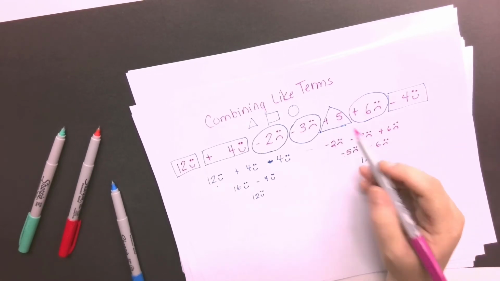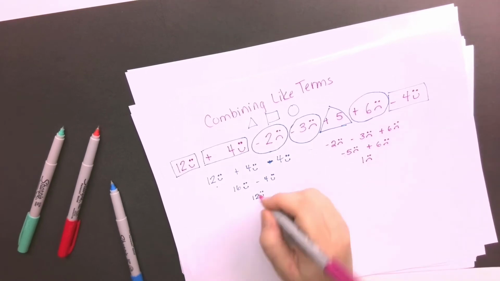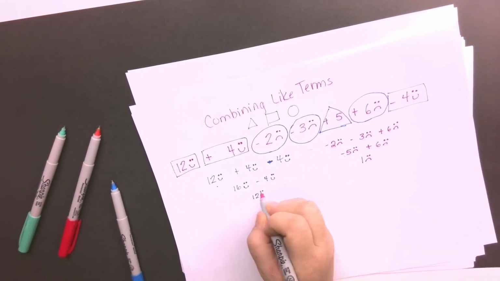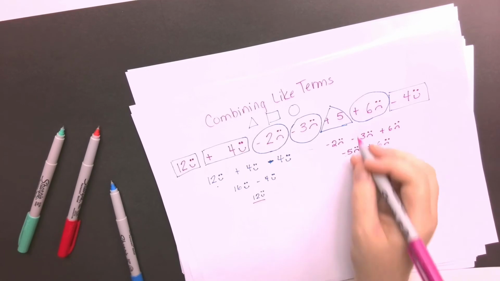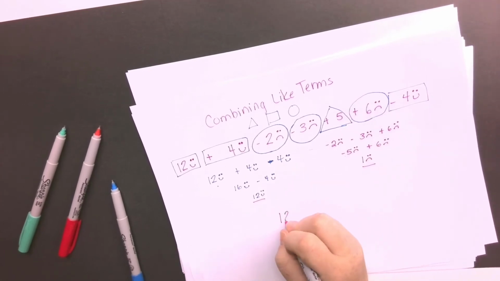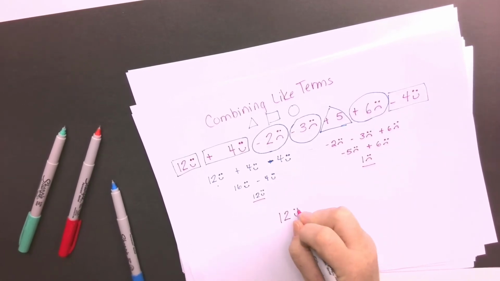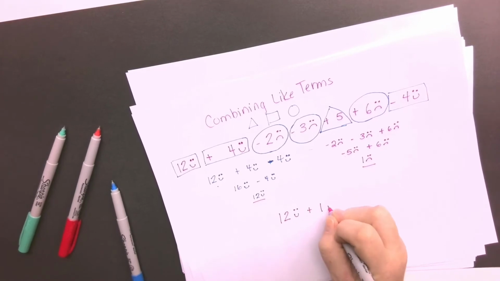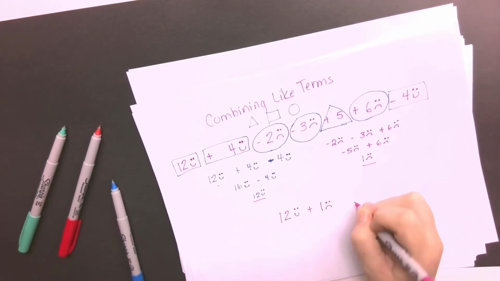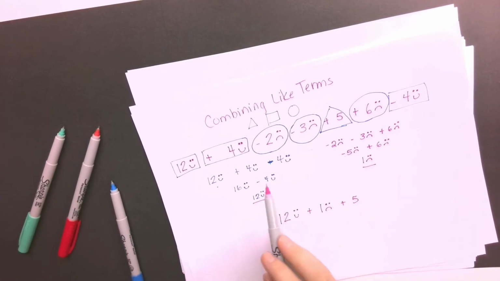Now, we only have one triangle, and that's a +5. And so we can take our terms, and we can combine them. So we have this one, and our triangle. And so we can write 12 happy faces plus 1 sad face plus 5. And now we've combined all the like terms.